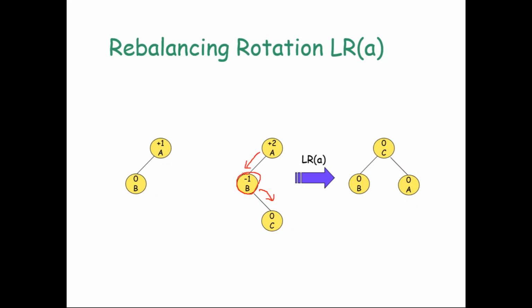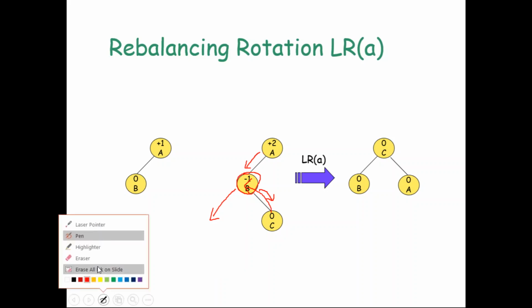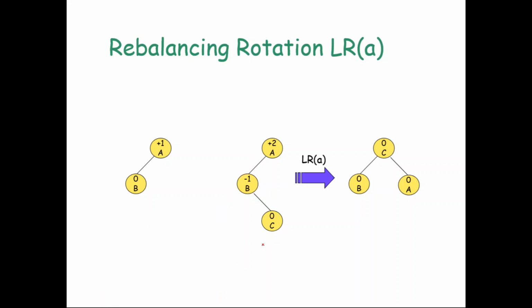and then a right rotation. When you perform the left rotation, what will happen? B will come here, but C will go here. After performing the left rotation alone, the tree will be something like this. There is no change in A. A is as usual here, but C will come here.